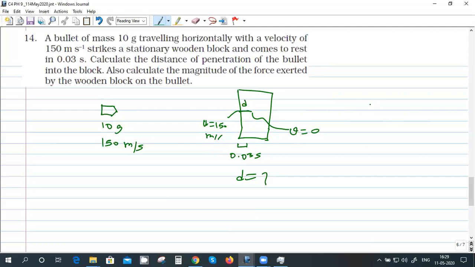So you can use this one, V square equal to U square plus 2AS. Whenever final velocity is 0, you can try the third equation, V square equals U square plus 2AS. U is known, V is 0, S is known. So from this you'll get A. You can find A. So just calculate A.